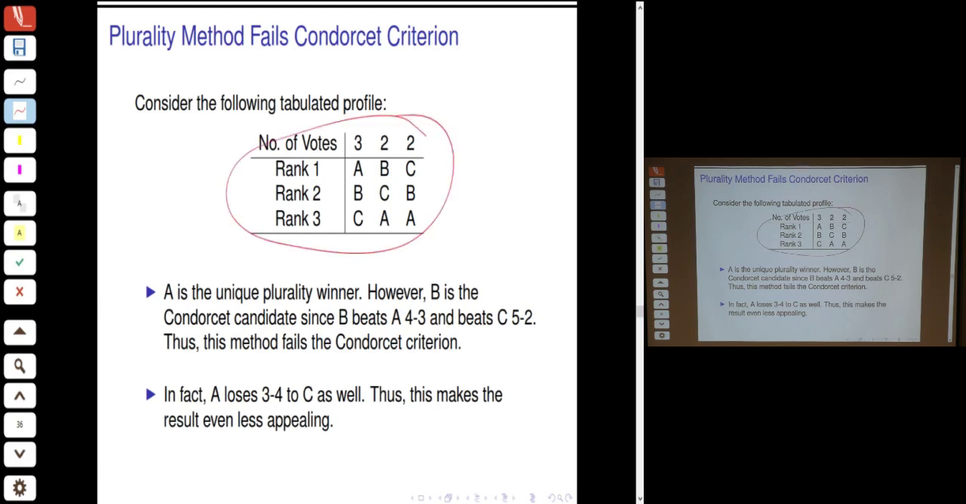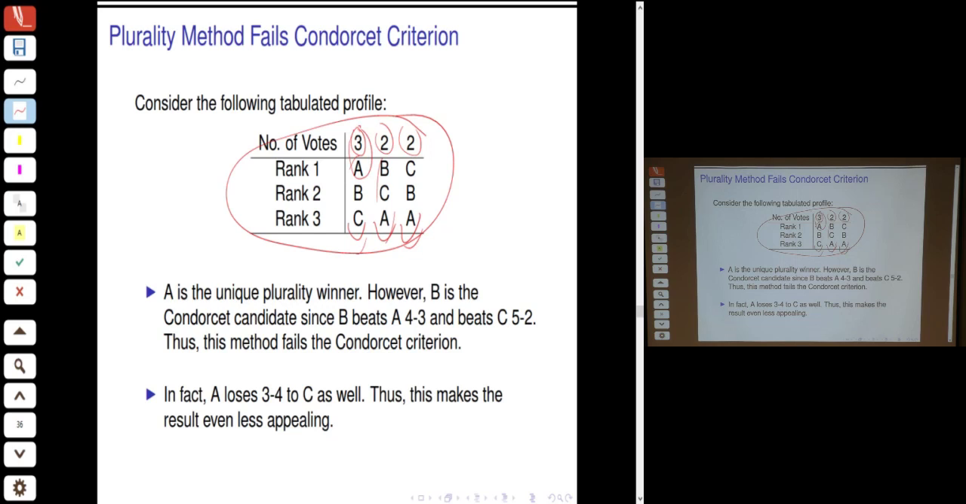So here is another tabulated profile. There are 3 candidates A, B, C, and 3 preferential orders: ABC, BCA and CBA. The list ABC gets 3 votes, BCA gets 2 votes, and CBA gets 2 votes. So who is the plurality winner? Well, A is the unique plurality winner.